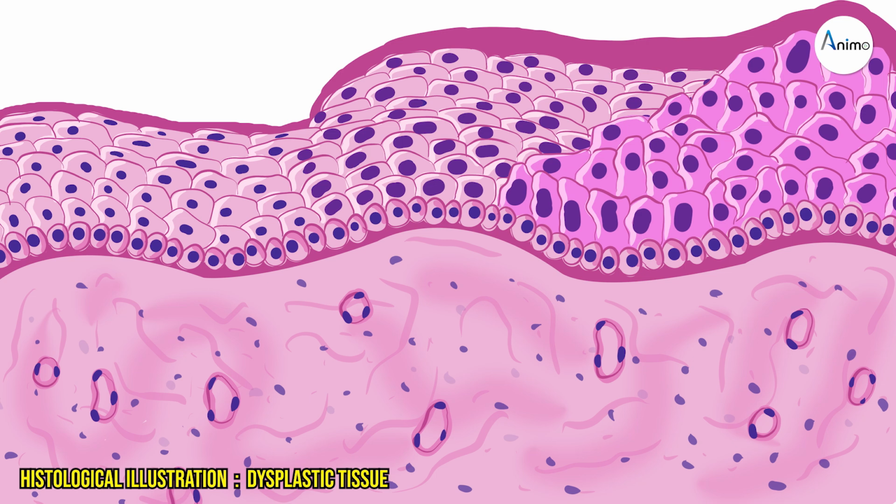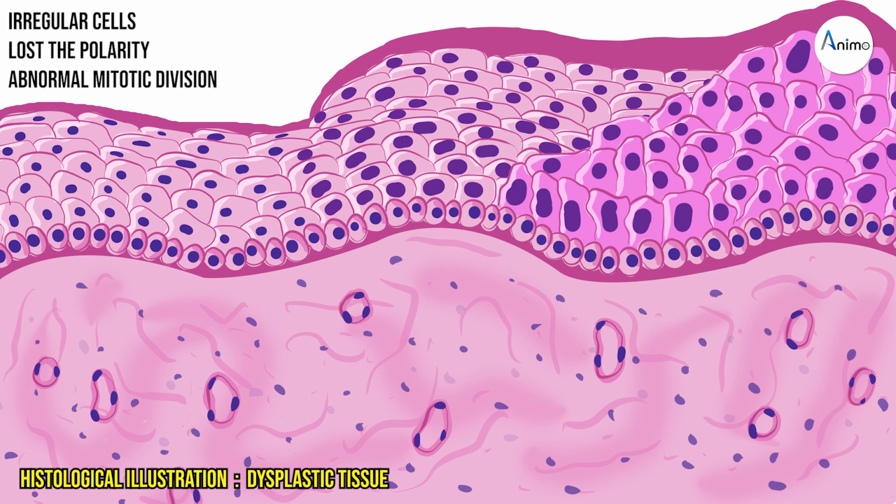We will see the irregular cells which have lost their polarity, and there are abnormal mitotic divisions. Here you see these are increased amounts of these dividing dysplastic cells. These have abnormal shapes, a large amount of nucleus, and there is no specific head or tail of these cells. So there is loss of polarity.